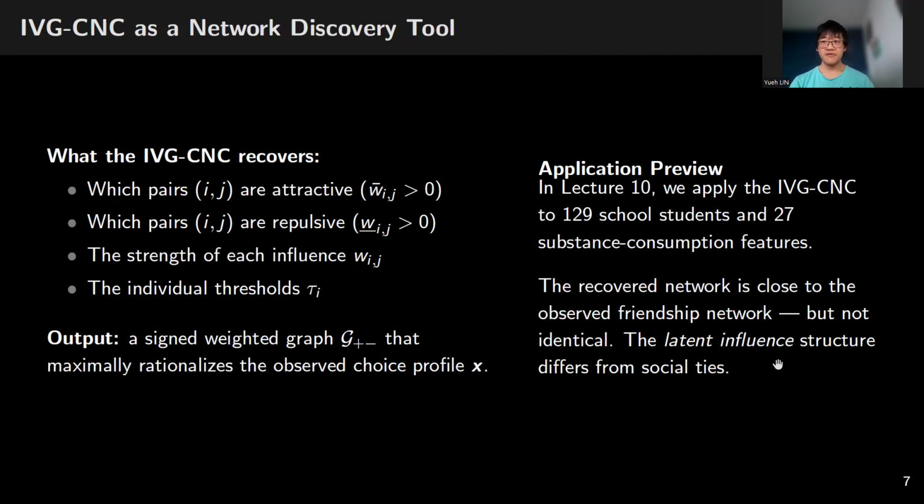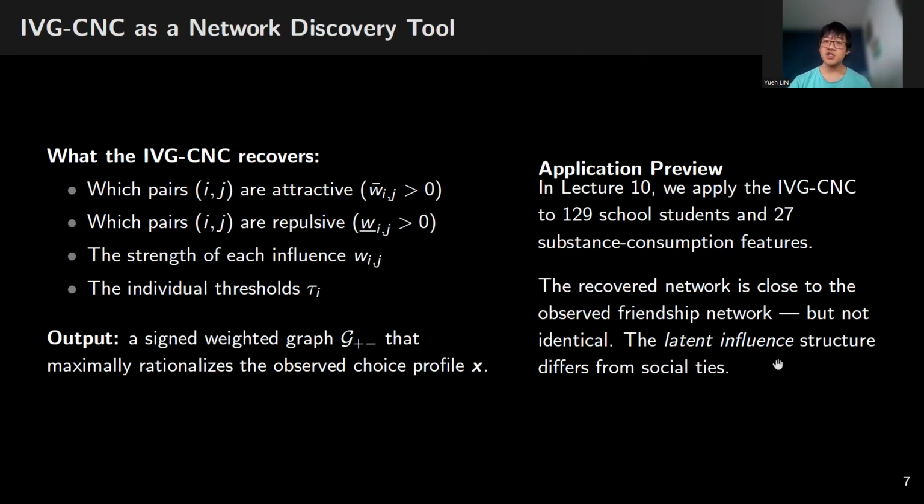So how can we use inverse voting game as a network discovery tool? What inverse voting game recovers is which edges are attractive, which edges are repulsive, also the strengths of each link between individuals, and our output will be the graph. So as the network discovery tool, we input what are the choices of individuals and we output the link between them, who are imitating which individuals and who are trying to differentiate themselves from other individuals.